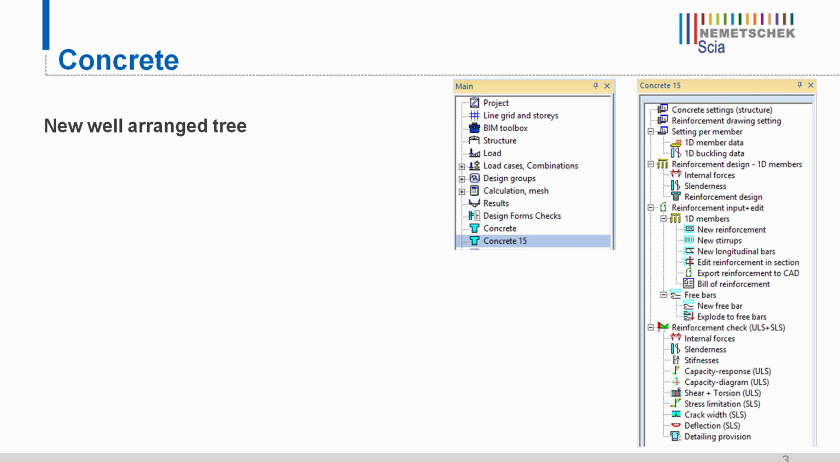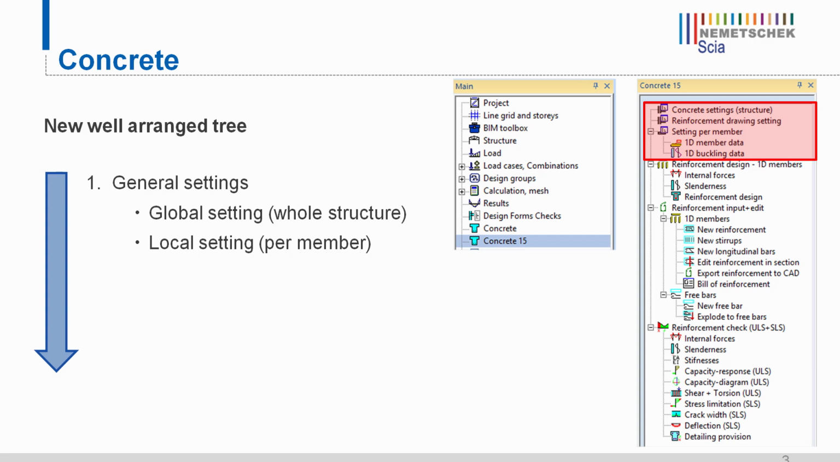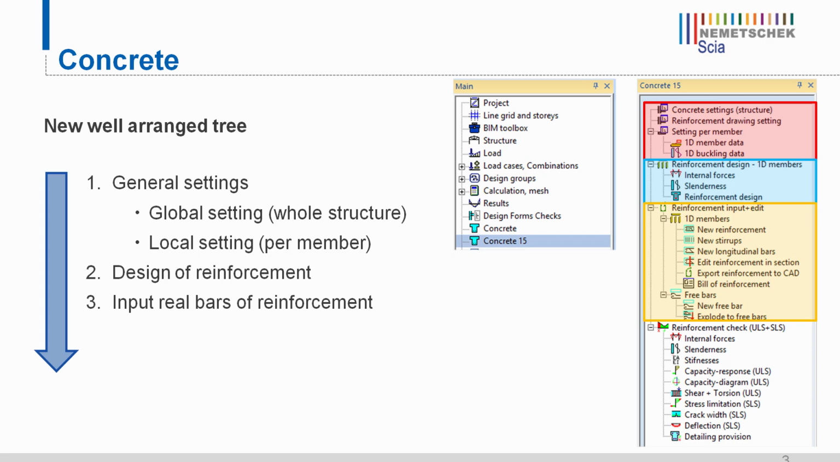When you will open Concrete 15, you will see that there is a new well-arranged tree. So first you will see there are general settings you can make, so the global settings for the whole structure and the local settings per member. Next you'll see options to design the reinforcement. Then you can input the real bars of reinforcement. And at last you can do the checks.